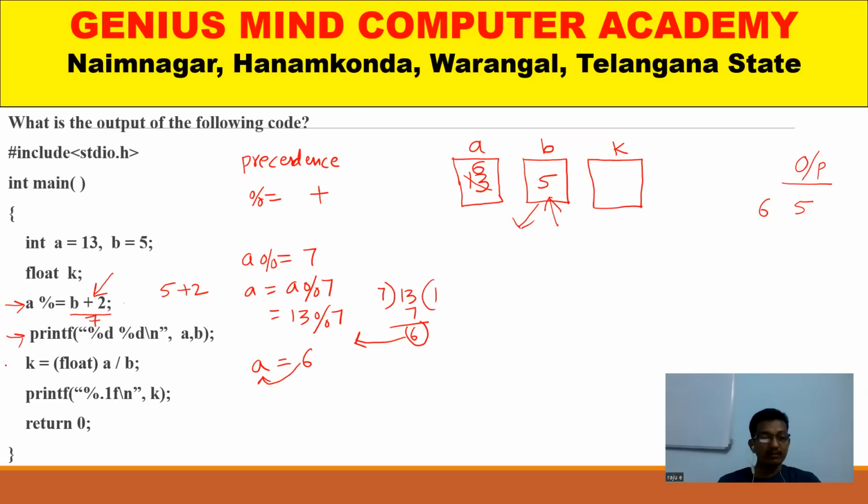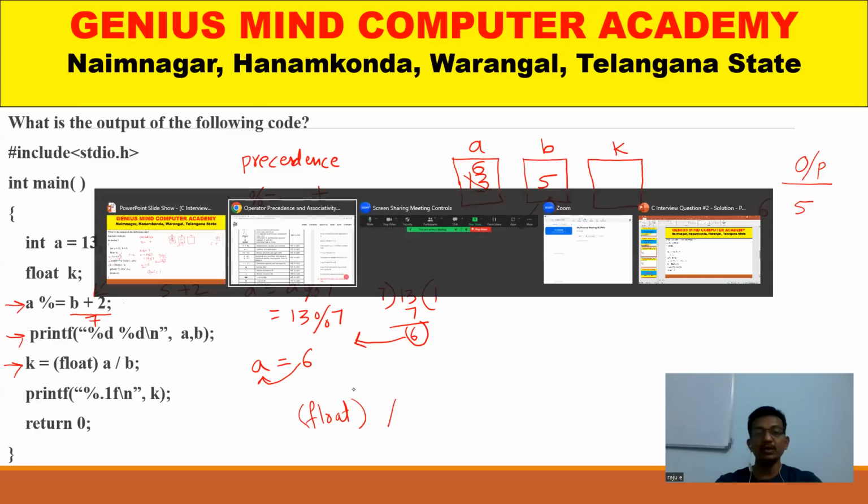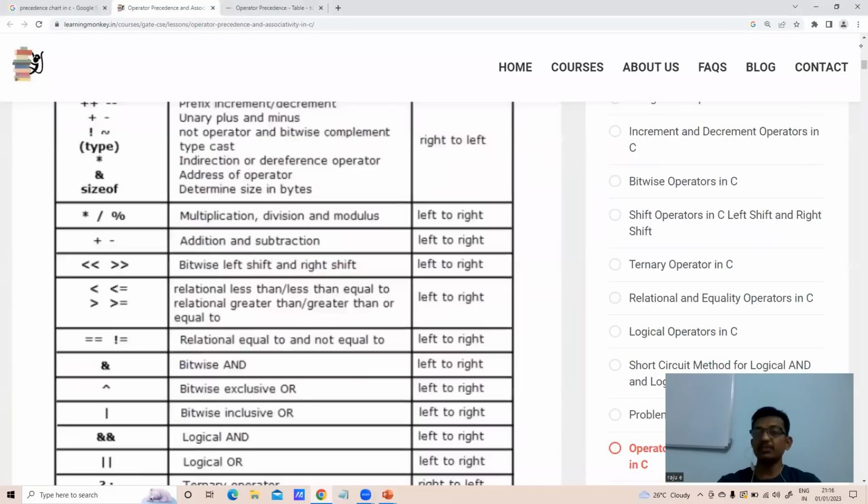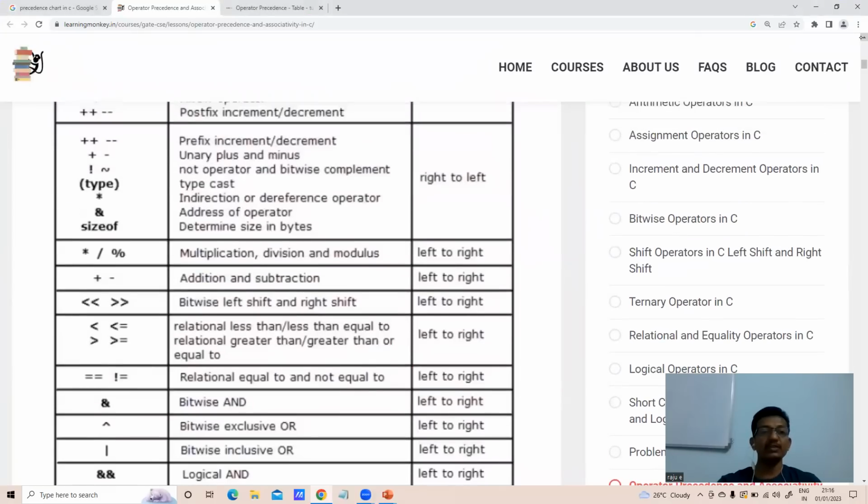Now if we evaluate the next statement, k equals float of a slash b. Here also we have two operators. One is called a typecasting operator and another one is called a division operator. So which one, typecasting or division, has higher precedence, we need to understand. So let us go back to our precedence chart.